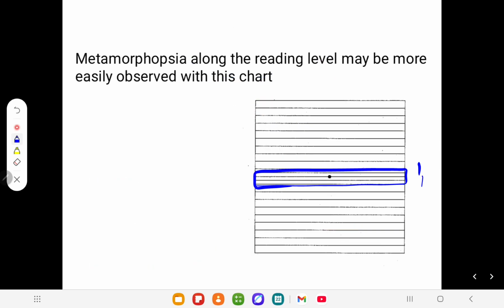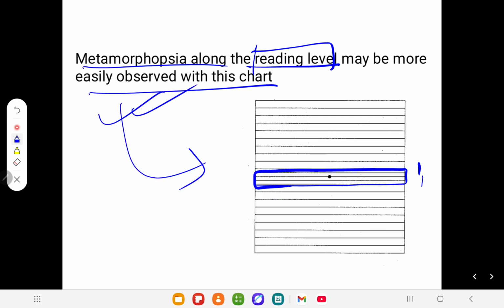Okay. So metamorphosis along the reading level. Why? See, metamorphosis can be diagnosed by the fifth chart, but why do we put extra lines? Because we want metamorphosis seen at the reading level, which may be more easily observed with this chart. It's a very important line for this chart. Okay.